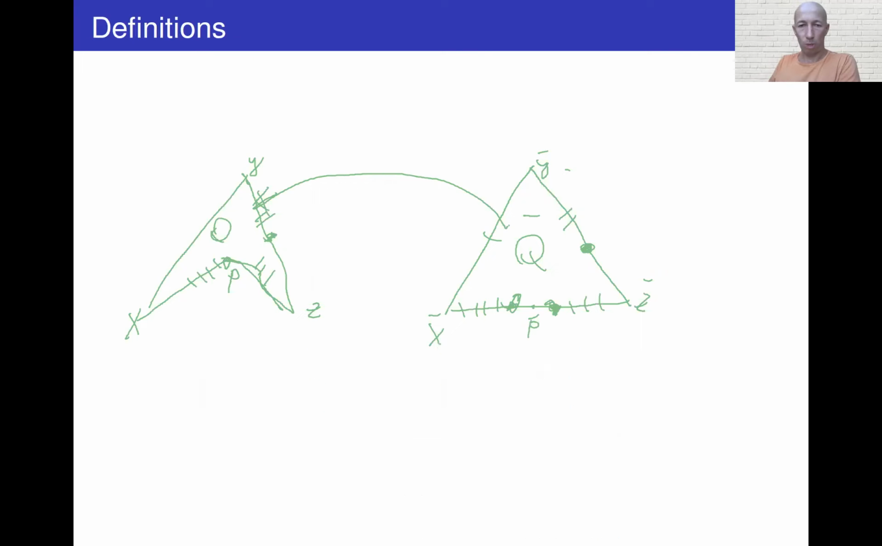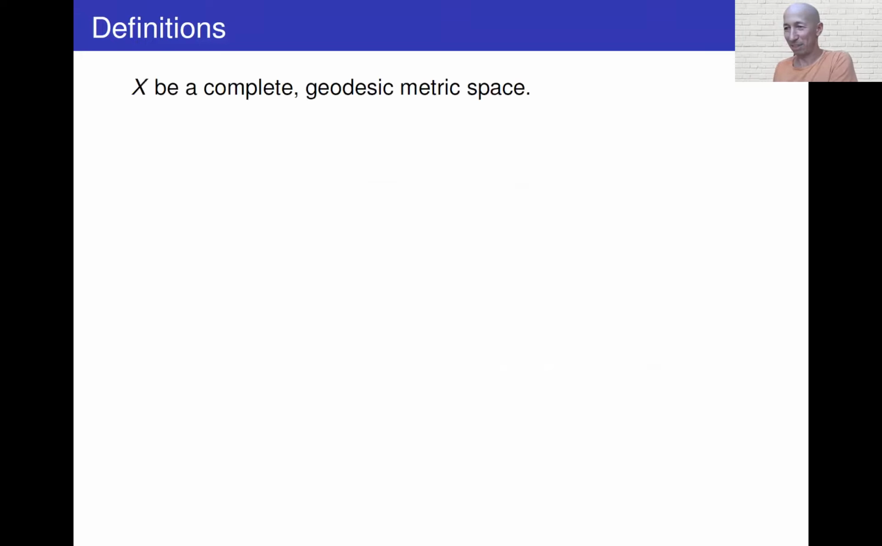Okay. So now we come to the definition of spaces with curvature bounded above. Again, I apologize, probably most in the room know what I'm talking about, but nevertheless, I give the definition. So we start with a complete geodesic metric space. The completeness is definitely known, and geodesic means that you can connect every pair of points by a segment isometric to an interval. The segment is called the geodesic.